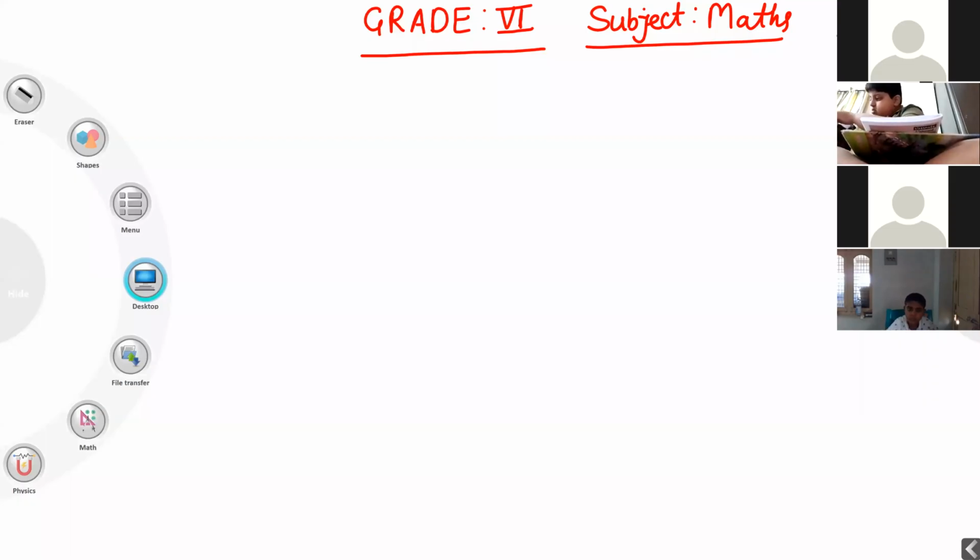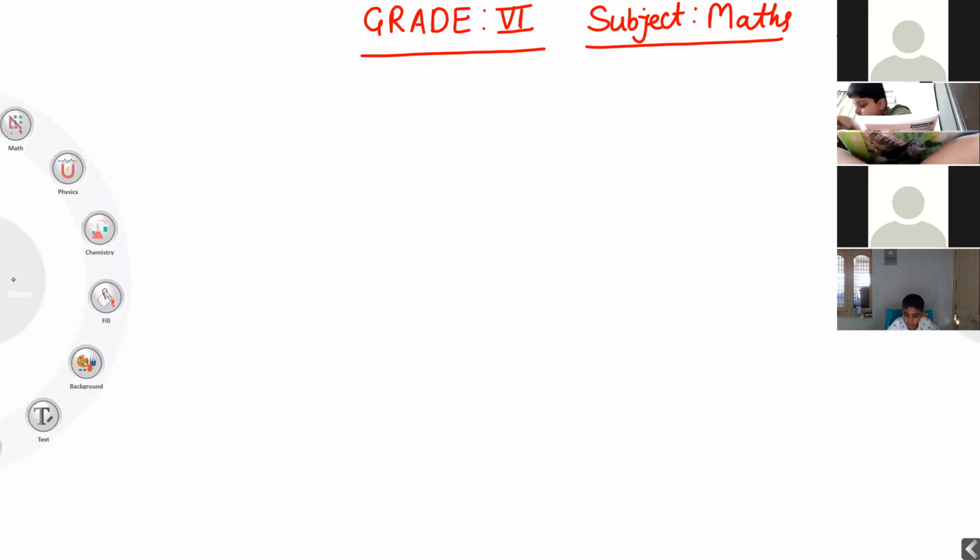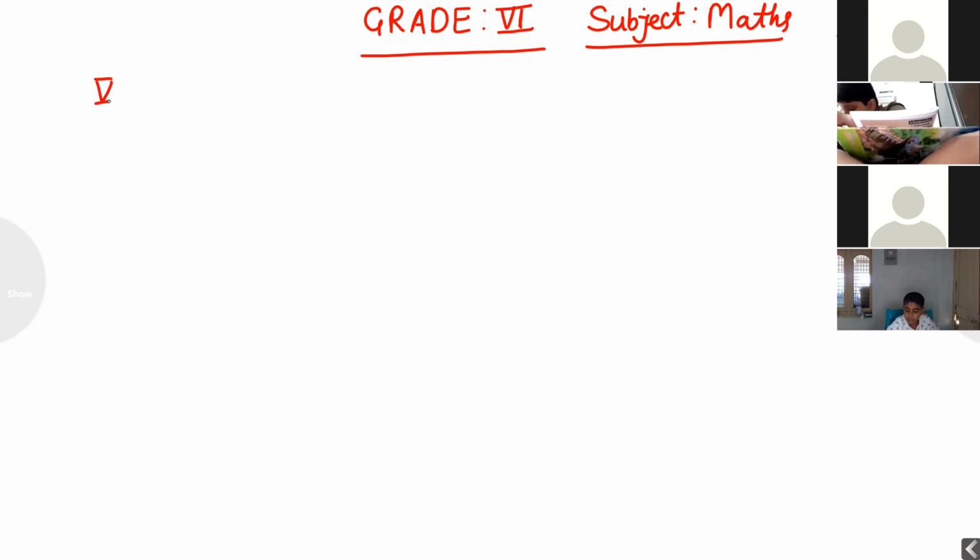Open course book, page number 3, fifth bit. When a transversal cuts a pair of parallel lines, 8 angles are formed. Identify given pair of angles as alternate angles, corresponding angles, allied angles, or none of these.